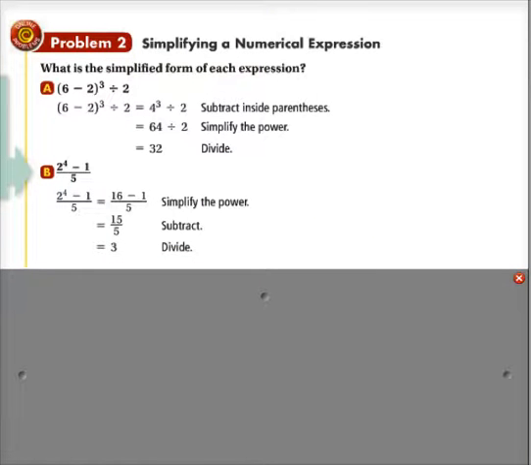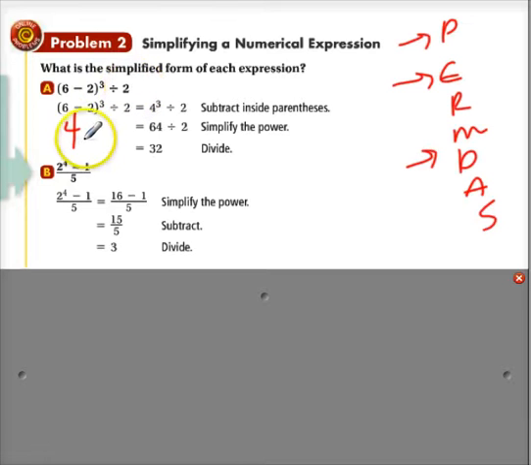So we're going to simplify a numerical expression. So I see 6 minus 2 in a grouping symbol. It's raised to the third power and divided by 2. 6 minus 2 is 4. 4 raised to the third power is 64. Divide by 2 is 32.